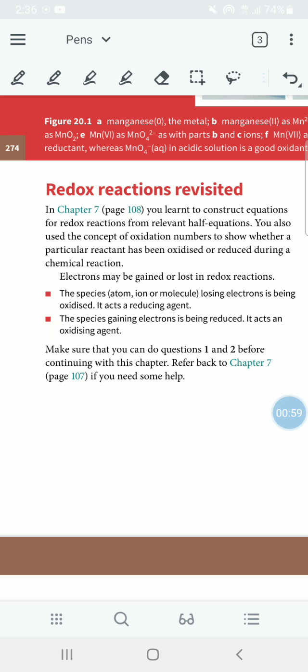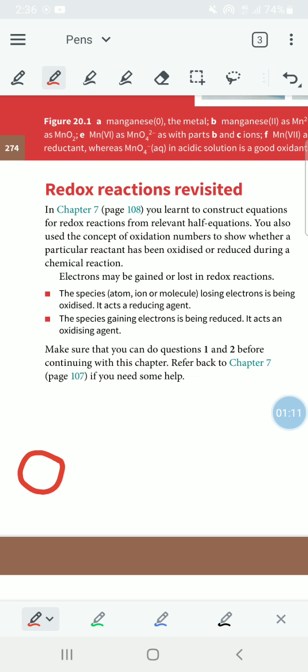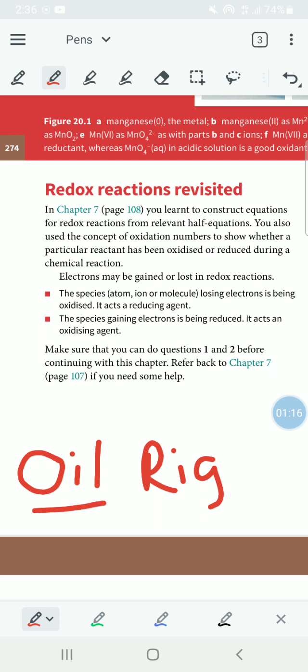So in redox reactions, redox means reduction and oxidation, they both take place simultaneously. You have to remember this term OIL RIG. So basically, OIL means oxidation is loss of electrons. We are talking about oxidation is loss of electrons, reduction is gain of electrons. So remember this. And if something is losing electrons, that means it is getting oxidized. If it is getting oxidized, it is a reducing agent, right? It is a reducing agent.